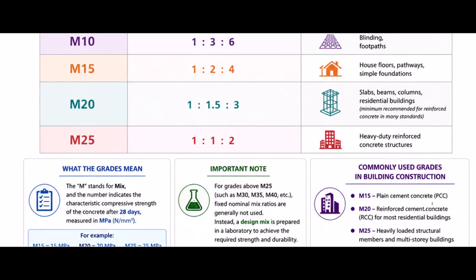what does the grade mean? The M stands for mix, like you have in M10 or M15 or M20. The number indicates the characteristic compressive strength of the concrete after 28 days, measured in megapascal or Newton per millimeter squared.